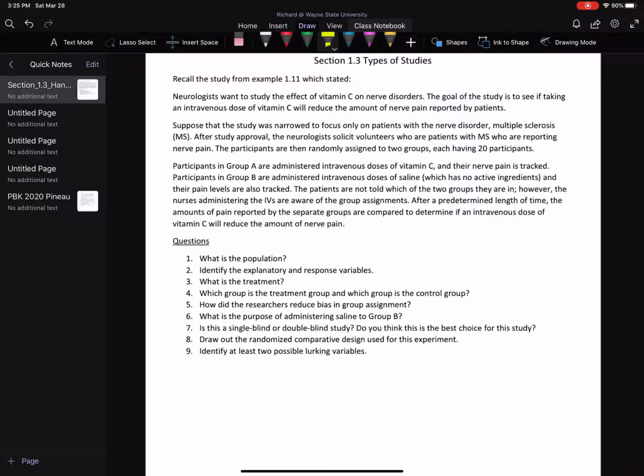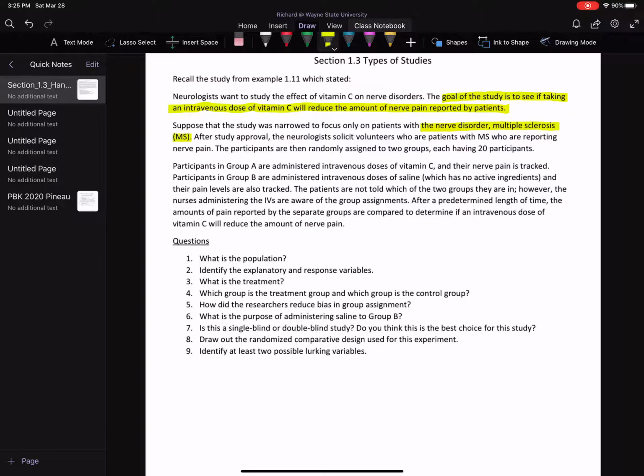And I hope everybody sees here that, when they're listing this goal of the study, they're actually setting up the experiment. And that's what this is. It's an experiment. It's not an observational study. So suppose the study was narrowed to only focus on patients with the nerve disorder multiple sclerosis. Okay, so now they're getting very specific. Remember, we talked about making sure to have a very specific focus for your studies.